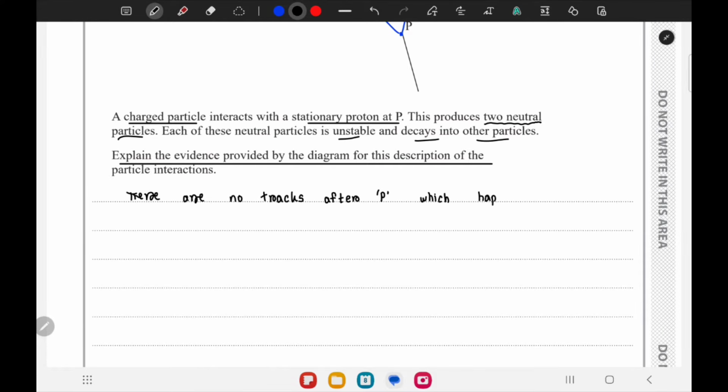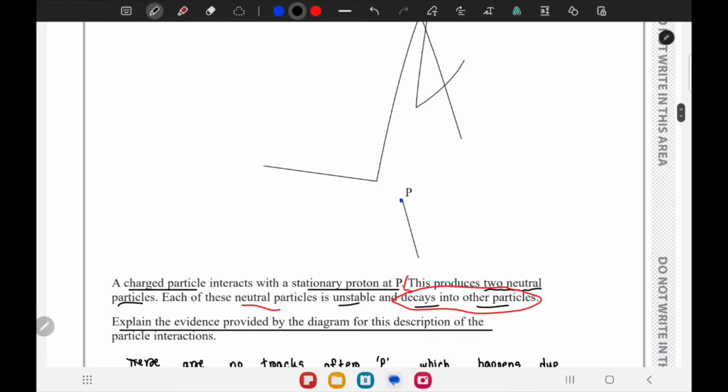Which happens due to neutral particles. This describes that two neutral particles are produced. Now we have to explain the evidence which shows that these neutral particles decay into other particles. This proof is present by this.